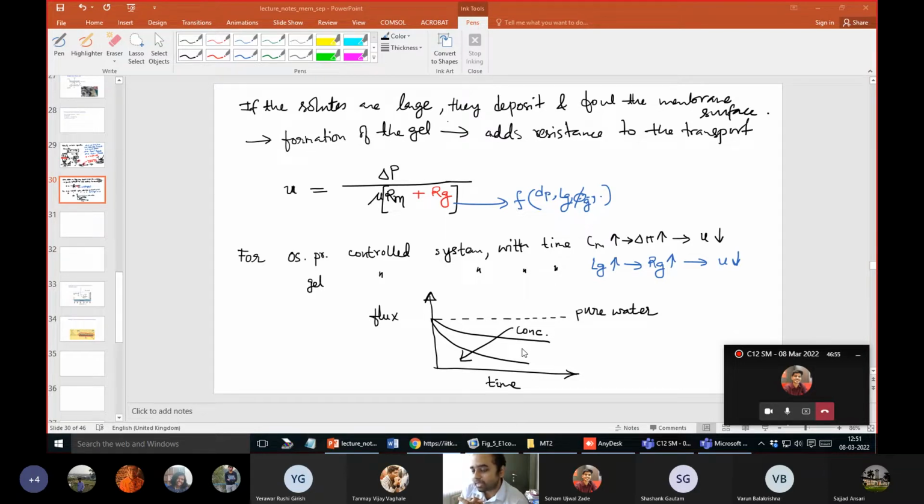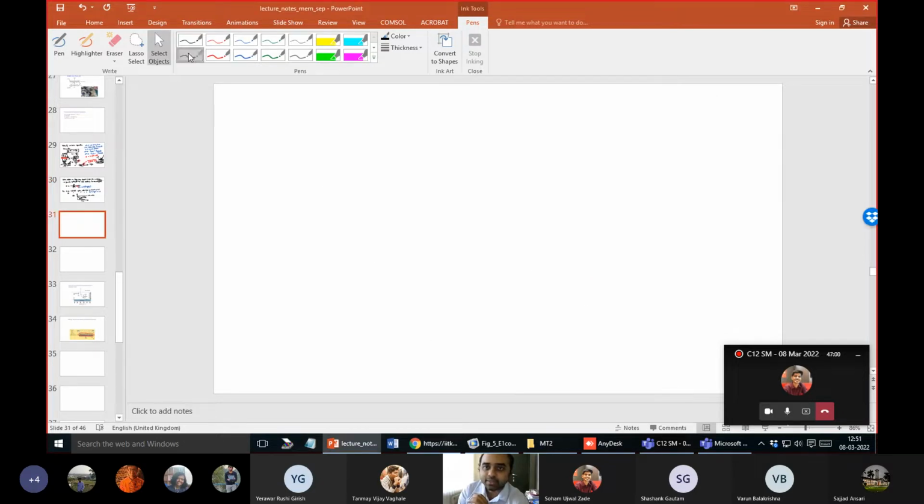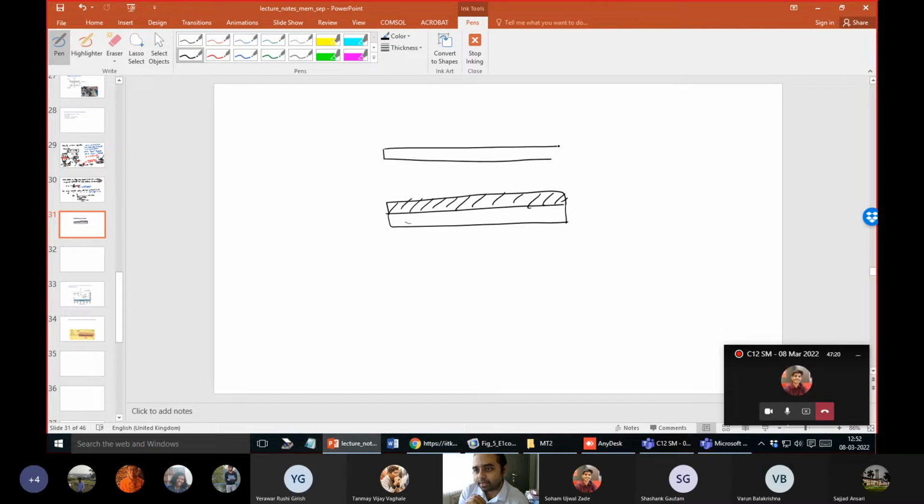If you apply an electric field, to give you an idea, let us say this is a plate, over which you have a membrane, and on the top side also you have another plate. So the flow is in this direction and permeation is in this direction, right? So this is the membrane.